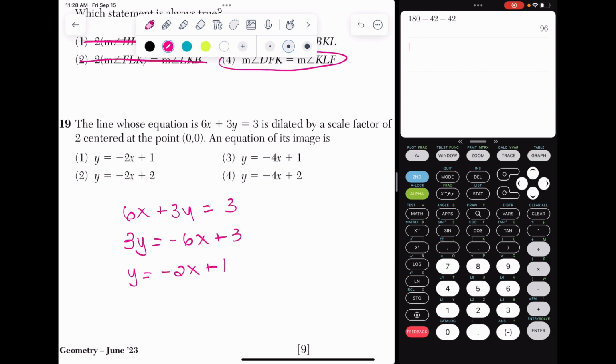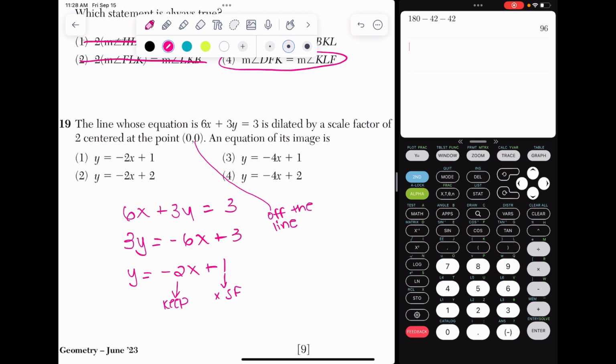And now I have y equals negative 2x plus 1. The point 0, 0 is not on this line, so it's off the line. Anytime the center of dilation is off the line and is the origin, what you're going to do is keep the slope the same, and take the y-intercept and multiply it by the scale factor. Okay, so the slope will never ever change.